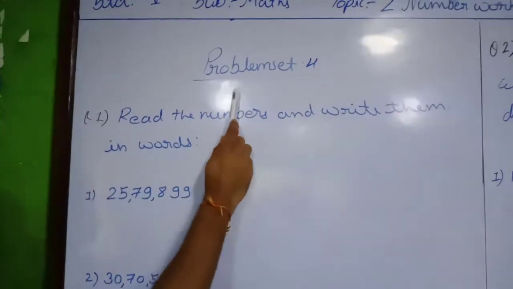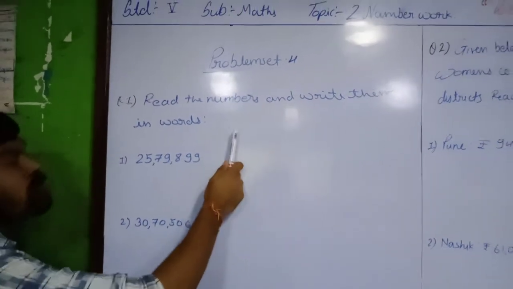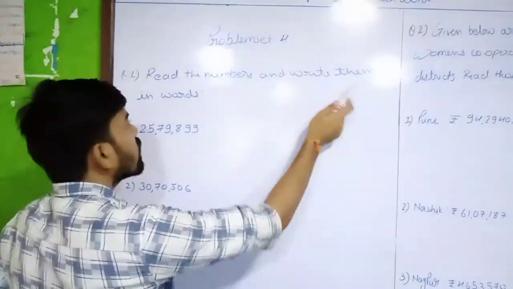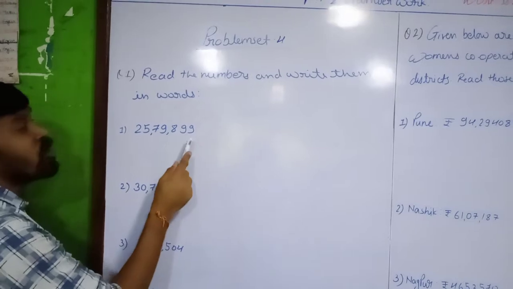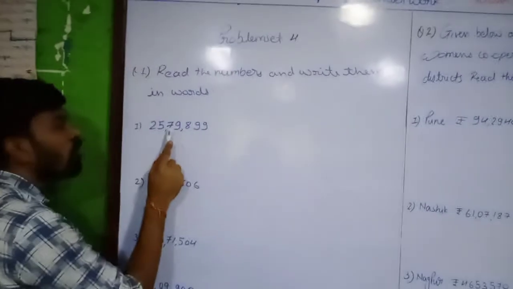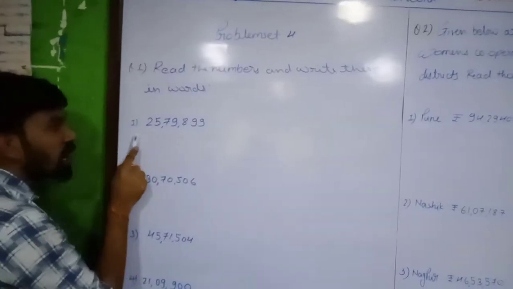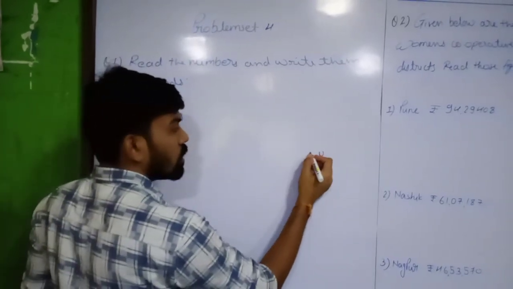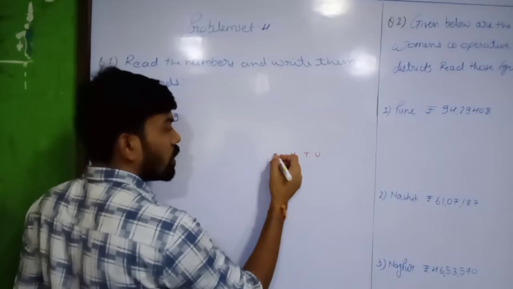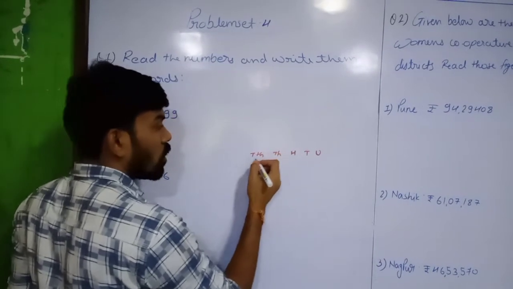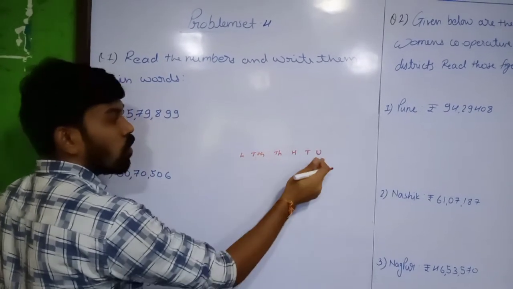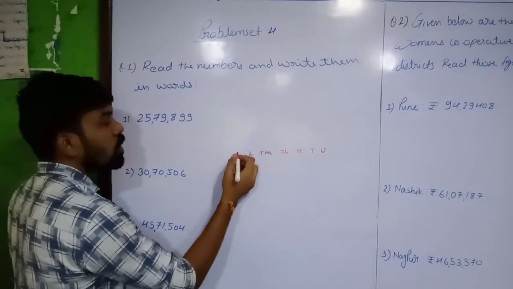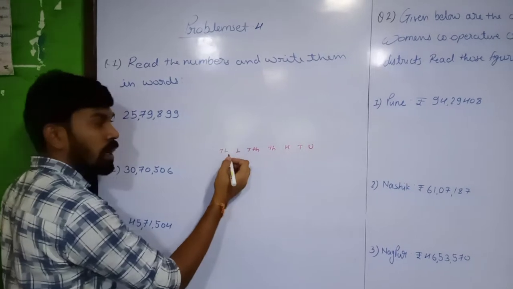Let's start problem set number 4. In problem set number 4 we have the same thing: read the number and write it in words. The difference is that here we have 7 digits. So it always starts from unit, tens, 100, 1000, 10,000, lakh. Up to 6 digits, till lakhs, we are done. Now we have the 7th digit, after lakh, that is 10 lakh.